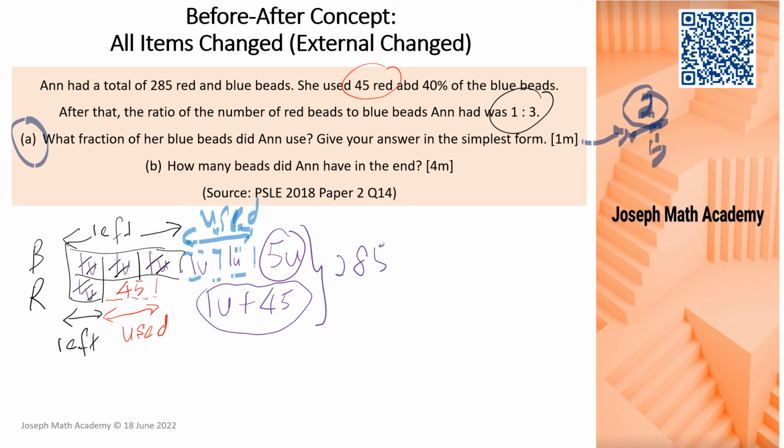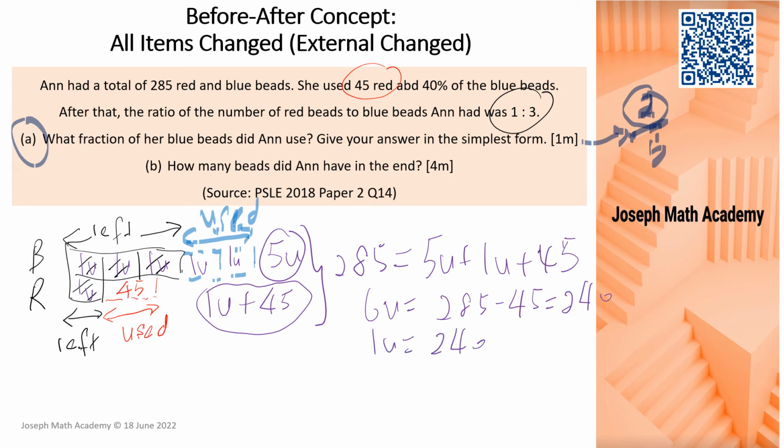Okay, so now we are back to the same equation that we saw earlier in my previous slide. So 6 units will be 285, subtract 45, that gives me 240. So 1 unit will be 240 divided by 6, that gives me 40. Okay, very easily done. Now, part B is solved very soon.